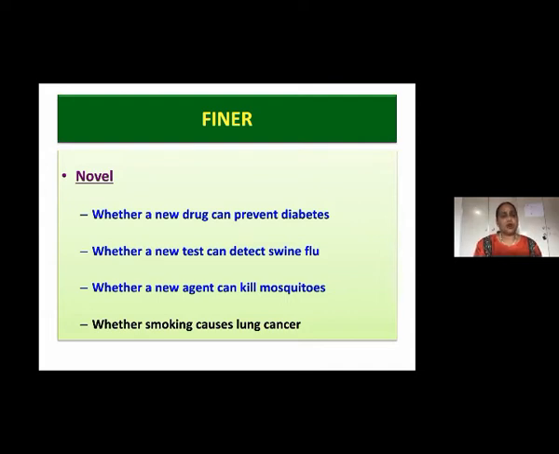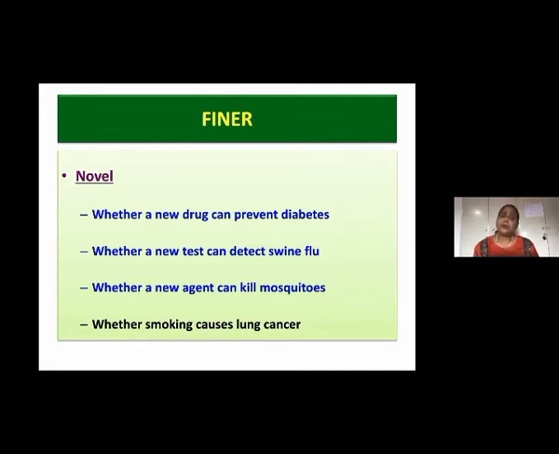Next we come to novel. Again the same things, that is, is it a new thing that a new drug can prevent diabetes? Yes, it's a new idea. A new test can detect swine flu? Yes, it's a new idea. It's worthwhile pursuing. Whether a new agent can kill mosquitoes? Yes, it's a novel idea.